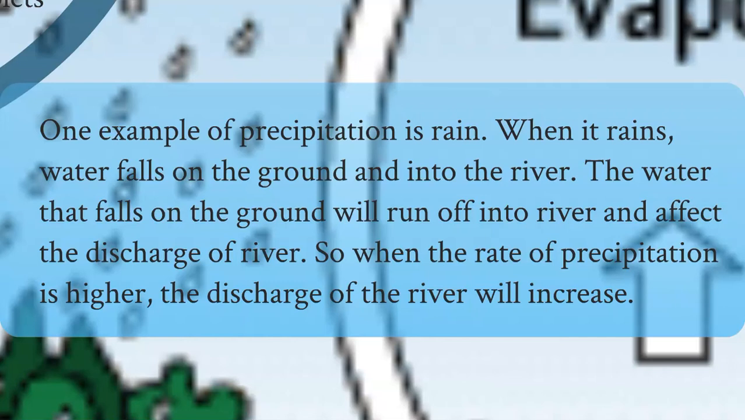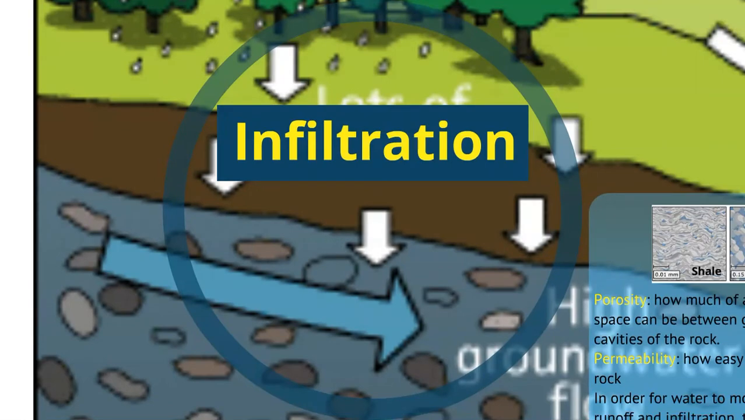Precipitation, rain. So when it rains, the water falls on the ground into a river. The water that falls on the ground will run off into a river and affect the discharge of the river. So if the rate of precipitation is higher, the discharge of the river will increase because it's a cycle. It's all the same water. It's all connected. If it doesn't run off, it's going to infiltrate.